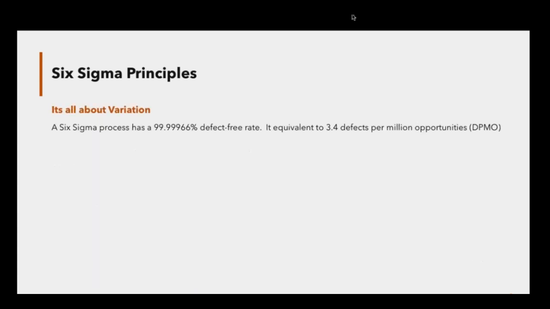So with Six Sigma, like I said, it's all about reducing variation. And variation is evil. It is the enemy. We want to remove absolutely as much of it out of our processes or our systems as possible. So a Six Sigma process has a 99.99966% defect-free rate, which means that's equivalent to 3.4 defects per million opportunities to create a defect.